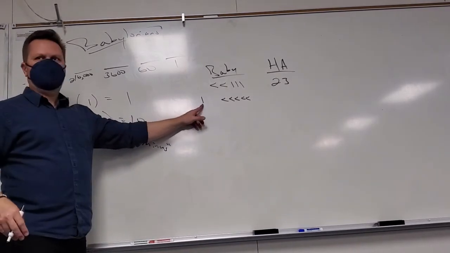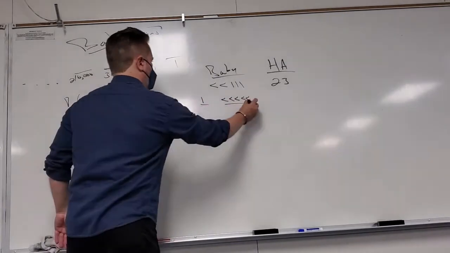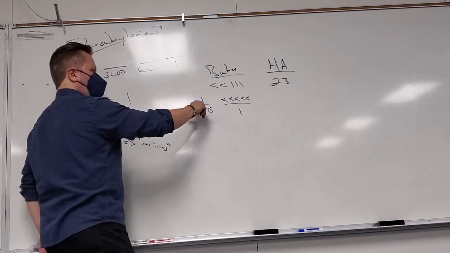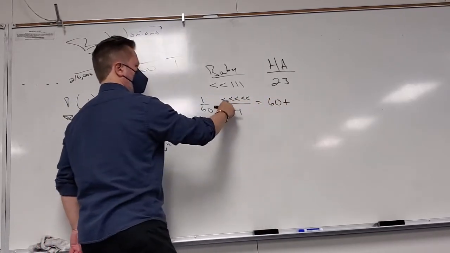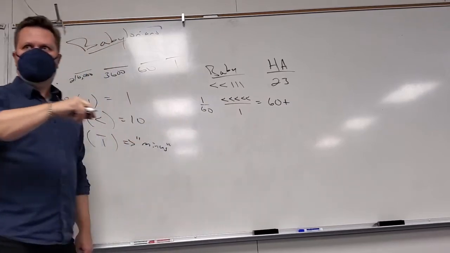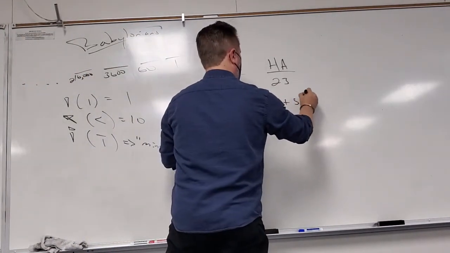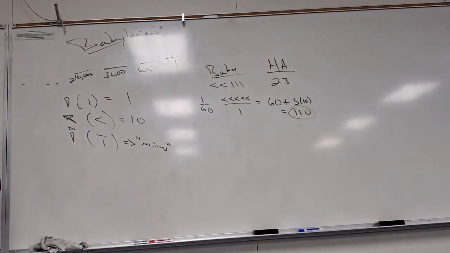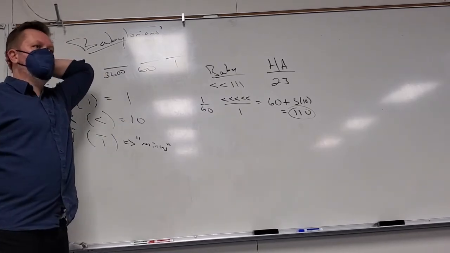Yeah, so this is what place. How many places are there here? 2. I like it. This is in the ones place, this is in the 60s. So I've got 1 60 plus 5 10s, right? 110. Okay, so when there's a 1 and then a space, that represents 60.